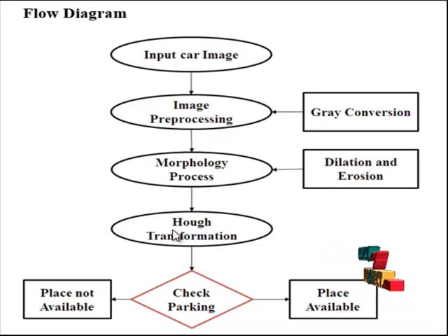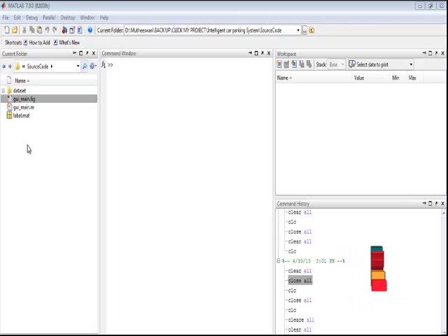The classical Hough transform was concerned with the identification of lines in the image, but later the Hough transform has been extended to identifying the position of arbitrary shapes, most commonly circles or ellipses. Finally, check whether the parking facility is available or not based on the Hough transform result. If the parking facility is available, then place the car at the parking location, or else a message that the place is not available will be displayed. Let me discuss the running procedure for our process.